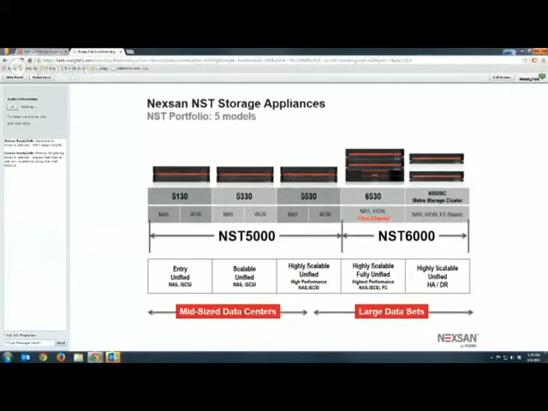So moving up the different platforms or the different models, we have 5 models from the 5130. The 5000 series, as I mentioned, has been around since late 2010, early 2011. The 6000 series, the Metro Cluster version, came out a little over a year ago, and about 6 months ago, we came out with the 6530, which is the data center version.